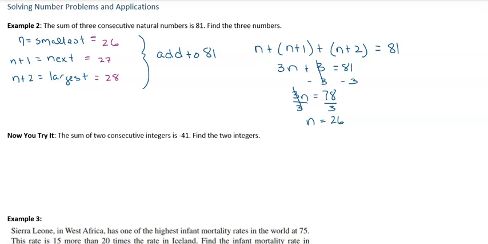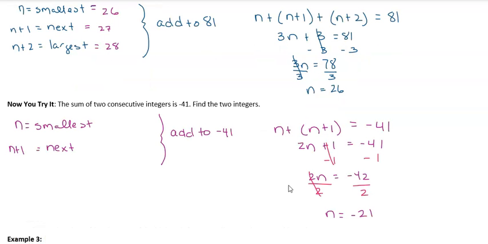You're going to do it exactly the same way. All right, pause the video and then come back and check your answer. Okay, so in this problem, n is the smallest, as usual. n plus 1 is the next consecutive integer. They add to -41, so n plus n plus 1 equals -41. And then you're just going to add up your n's and solve for n.